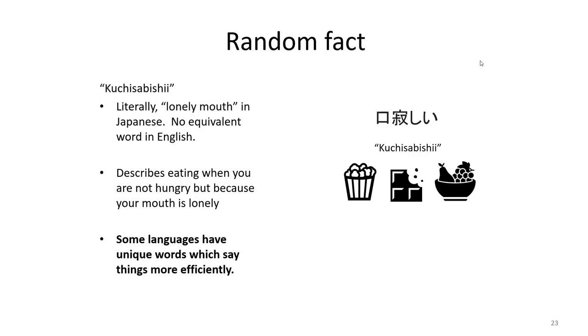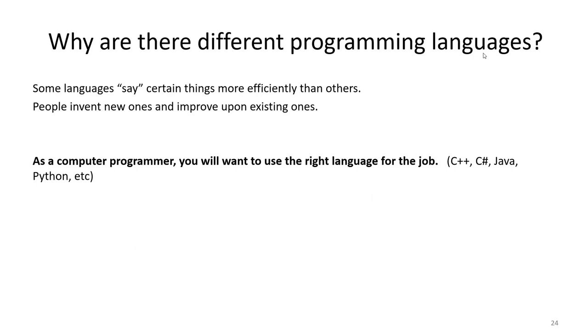And the reason I bring up kuchisabishi is because some languages have unique words that say things more efficiently. So, where does programming come in? Well, the same is true for programming languages. Some languages say certain things more efficiently than others. People invent new programming languages and improve on existing ones in order to say stuff and do stuff more efficiently. So it's not that one language is necessarily always better than another. It's about using the right programming language for the job. As a computer programmer or engineer, you will want to use the right language for the program that you're trying to write.